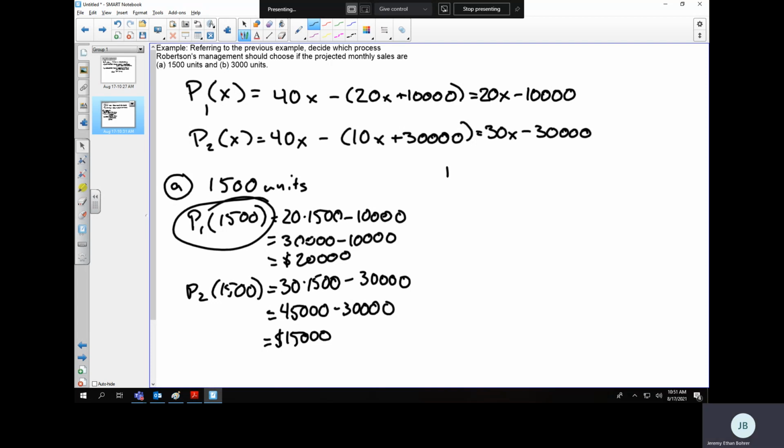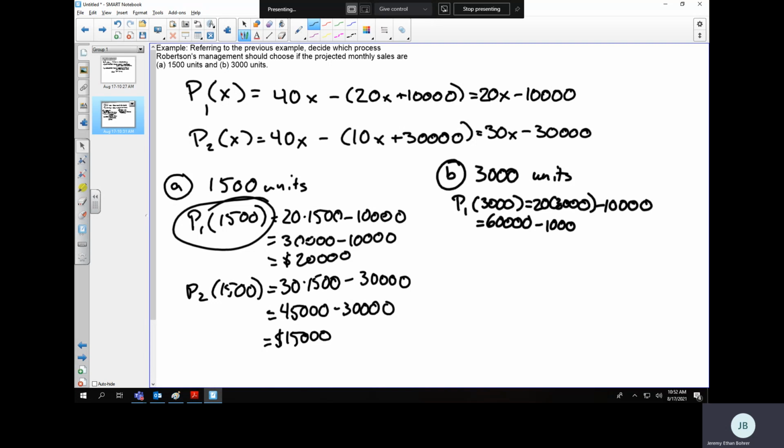Now, how about 3,000? B, got 3,000 units. Okay, so P1 of 3,000 is 20 times 3,000 minus 10,000. That's going to be 60,000 minus 10,000, which is 50,000. Make a profit of $50,000 off of 3,000 units.